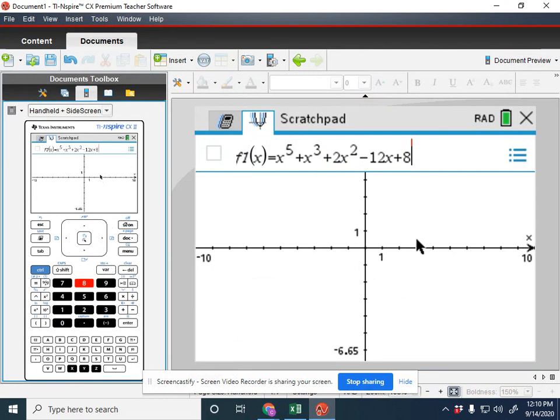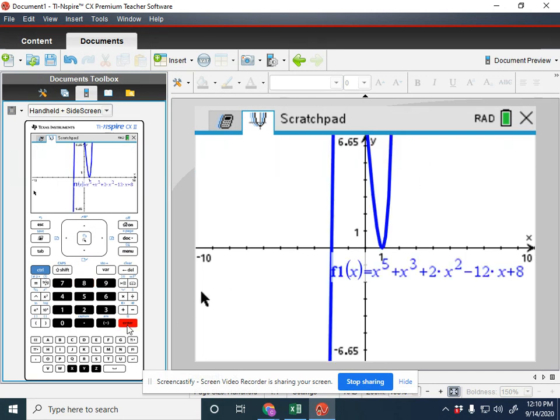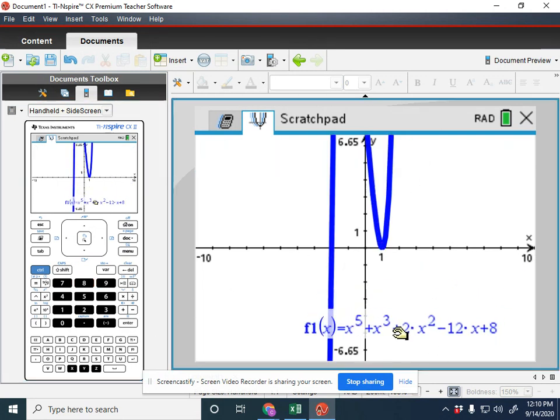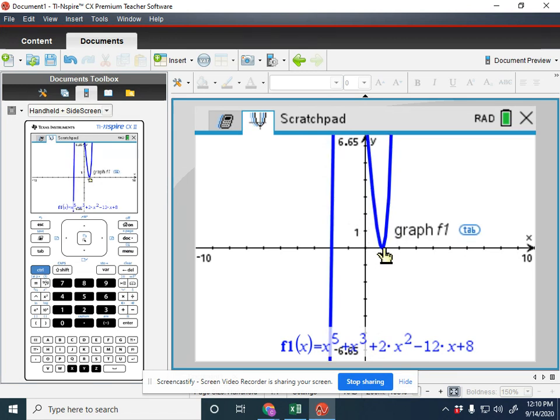All right, so here's the TI Nspire. Right, you go on graphing. I put this exact equation in. I hit enter. And then the zeros are these 2 points. They're the x-intercepts, which looks like it's at -2 and 1.